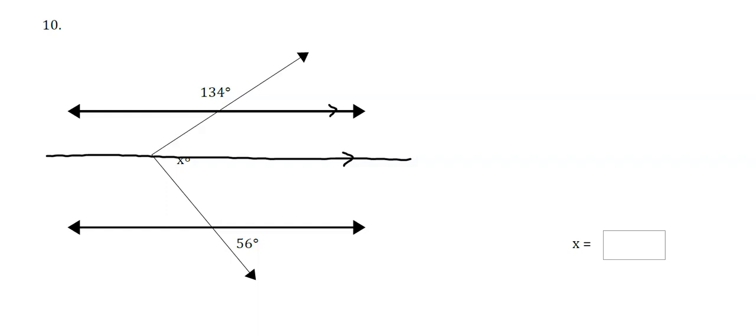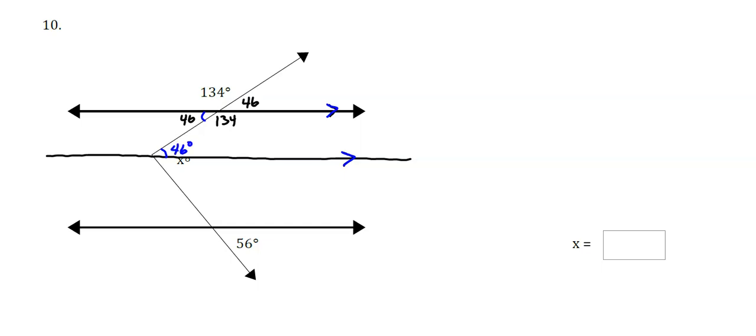So let's look at these two lines right here first. Let's focus on the top section. So if this is 134, this is 134. Subtract from 180, I'll get a 46 and a 46. Now, something that's cool that I can use right here is this angle and this angle are alternate interiors, so they have to be the same.